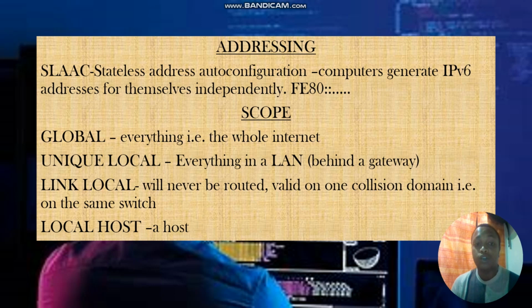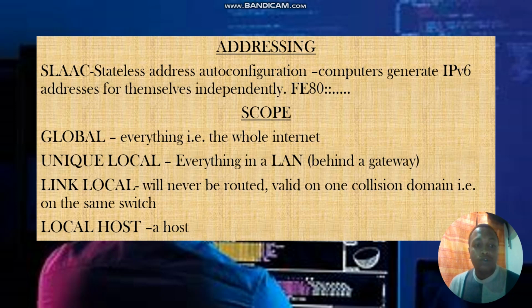It refers to the whole internet. A unique local scope is everything in a local area network that is behind a router. You could have several routers in your network, but this specific unique local address will be to that specific router that goes out to the internet.